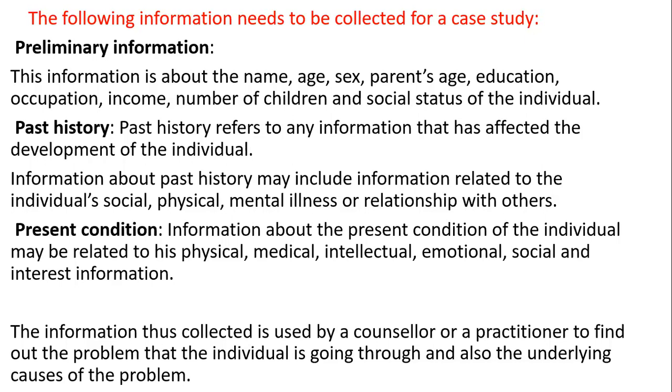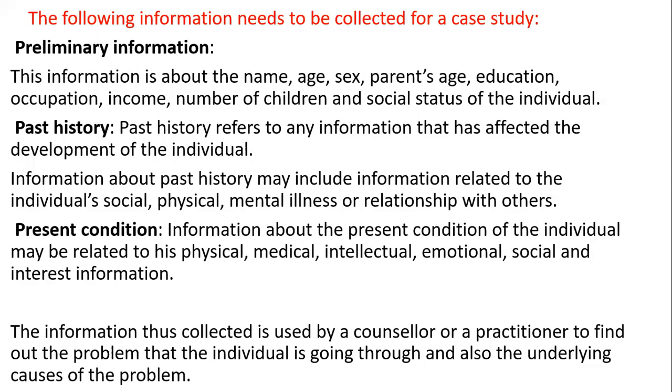The first one is preliminary information. So what preliminary information do we gather? Tell me. Name, age, sex, parents' age, education, occupation, income, number of children, and social status of the individual. So we just get the background of the client, right?